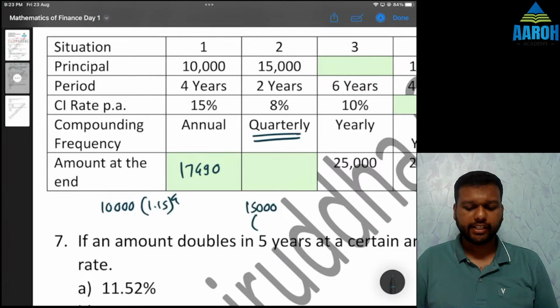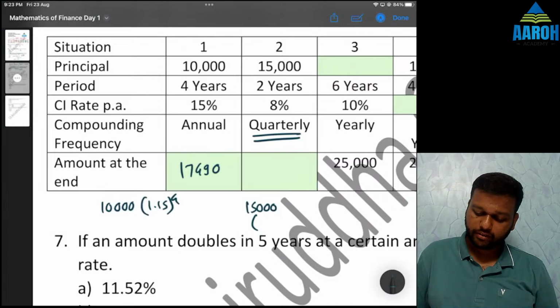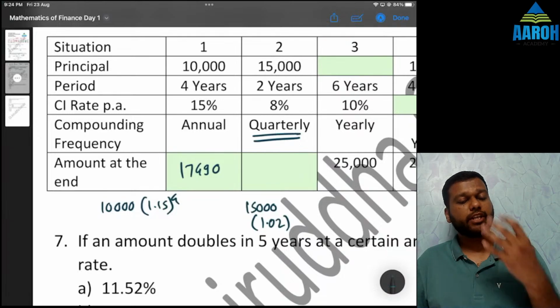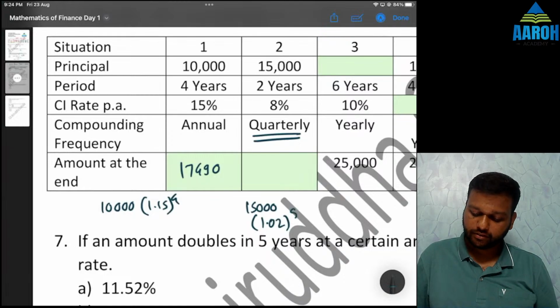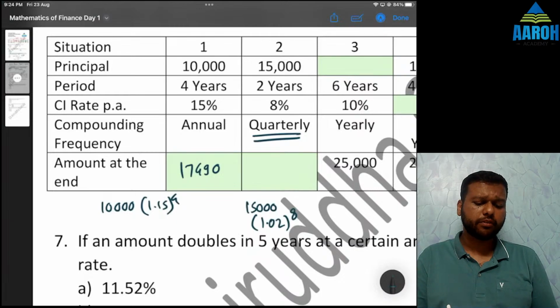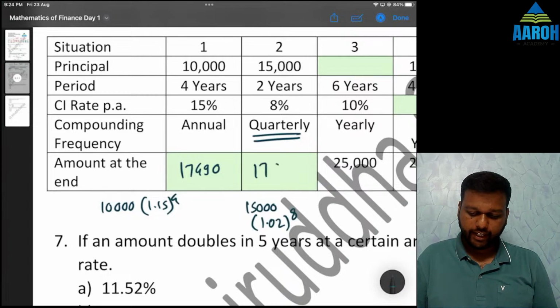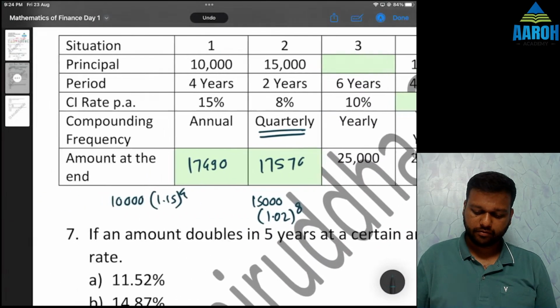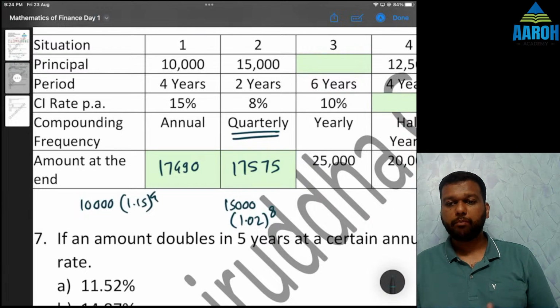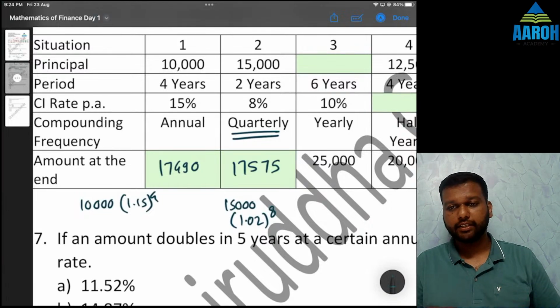If 2% is the interest rate, that means we'll take 1.02. N will be the number of quarters. In 1 year there are 4 quarters, so in 2 years there will be 8 quarters. Let's take 1.02 into and then 7 times equal to, multiplied by 15,000. So 17,574 or 75 rounded off. That is correct. There was some typing mistake, I guess, Divyansh, but that is the correct answer.